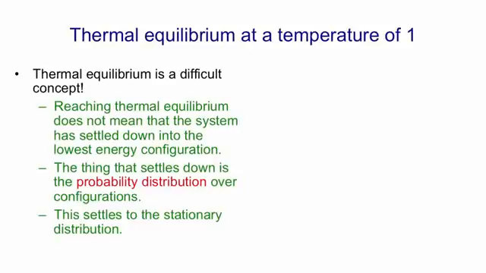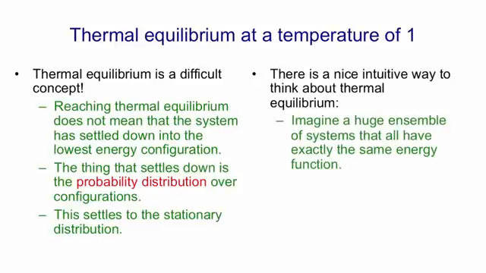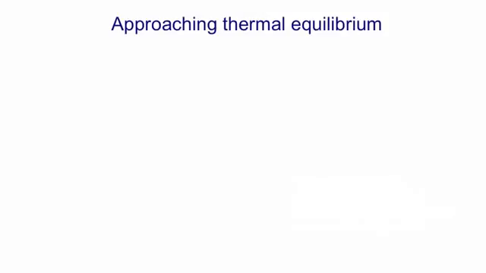A nice intuitive way to think about thermal equilibrium is to imagine a huge ensemble of identical systems that all have exactly the same energy function. So imagine a very large number of stochastic Hopfield nets, all with the same weights. Now in that huge ensemble, we can define the probability of a configuration as the fraction of the systems that are in that configuration. So now we can understand what's happening as we approach thermal equilibrium.